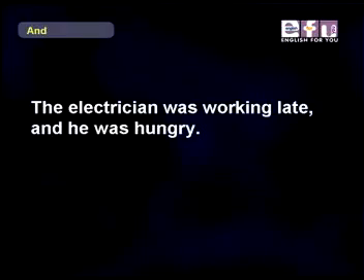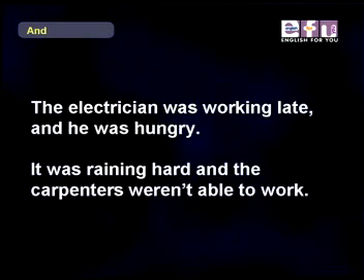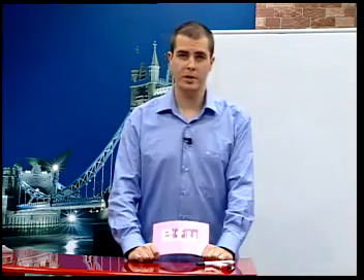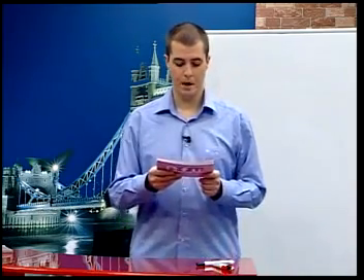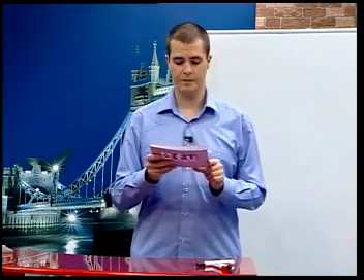The electrician was working late and he was hungry. It was raining hard and the carpenters weren't able to work. Well, in these two sentences, and is used to connect two independent clauses. Both clauses have a subject and a verb and could be sentences on their own. Now, usually a comma precedes the conjunction.